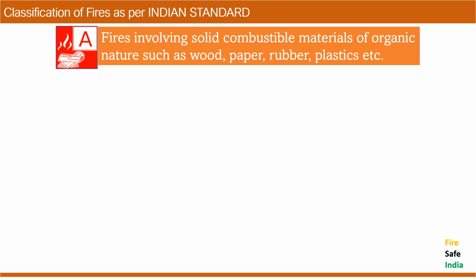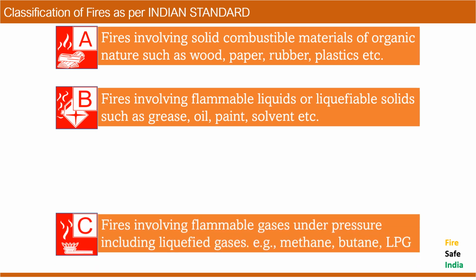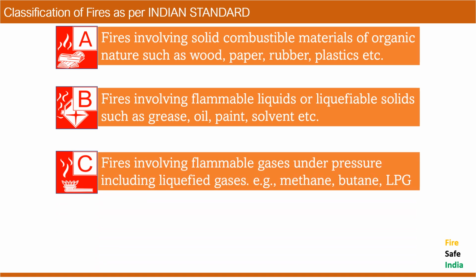If you read the Indian standard like 15683 and other fire safety related standards, you will find there are only four classes of fire. Class A involves solid combustible material of organic nature such as wood, paper, rubber, plastic, etc. Class B fire involves flammable liquids or liquefiable solids such as grease, oil, paint, solvent, etc. And the third one is C, fires involving flammable gases under pressure, including liquefied gases, for example methane, butane, LPG, and other flammable gases.